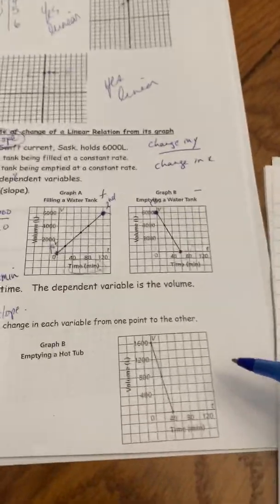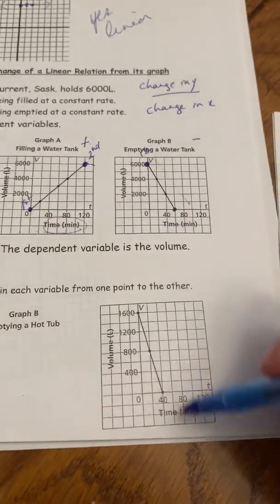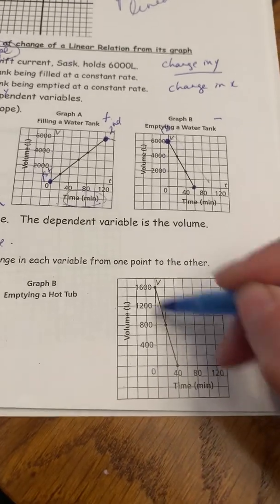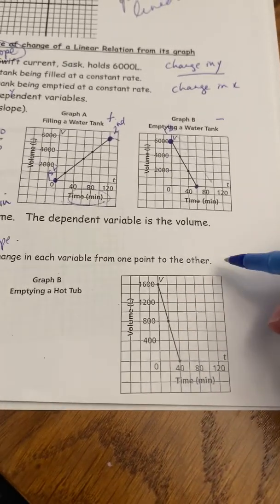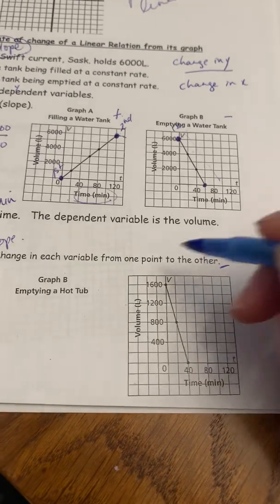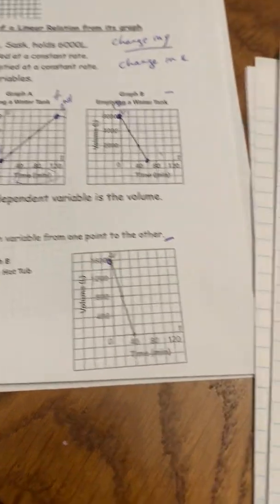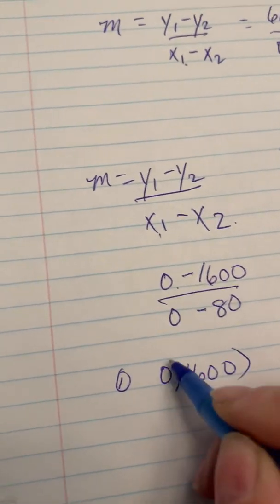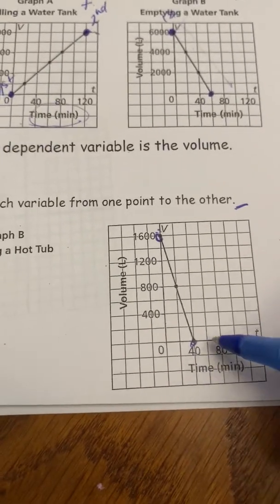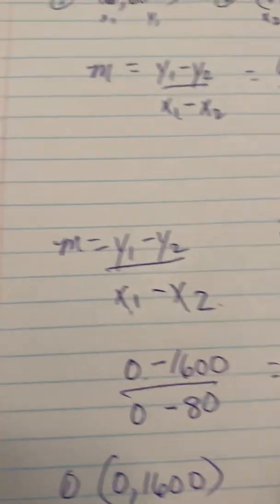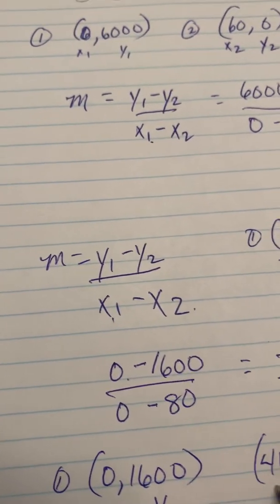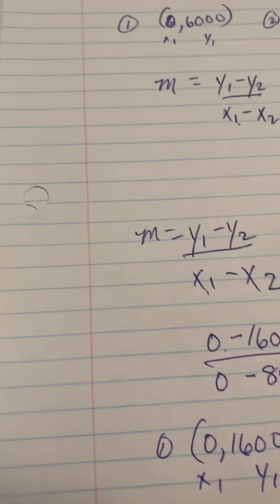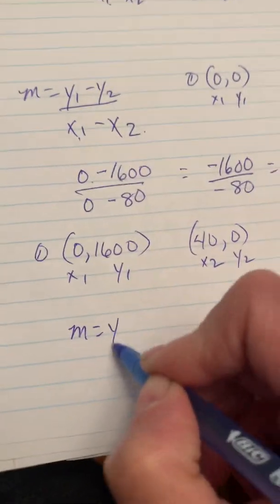Okay, let's do this bottom one now. Now, things that you should realize is that the hot tub is emptying, and it empties rather quickly. You pull the plug on the bottom and it rushes out. So we should get a negative sloping line. Point 1 for me is going to be 0 and 1600. x1, y1. Point 2 is going to be down here, okay, and that is 40 and 0. x2, y2.